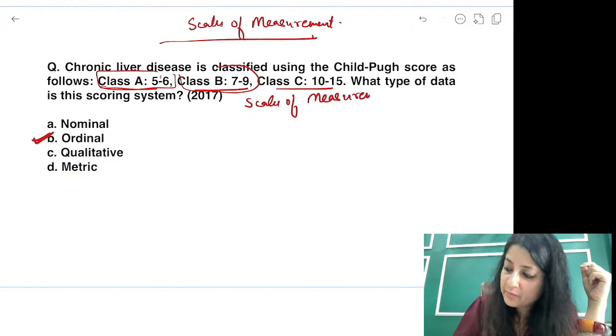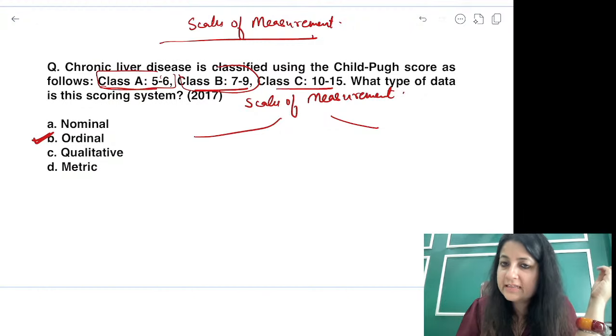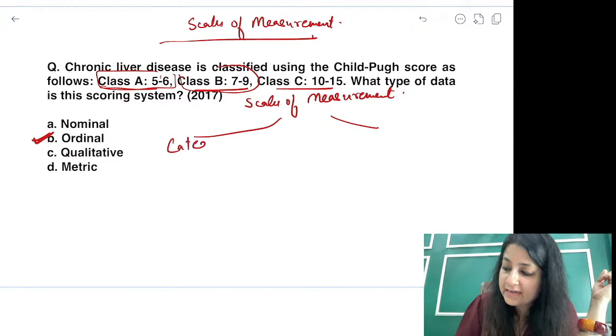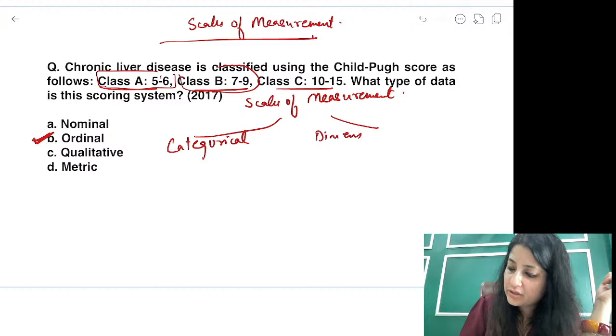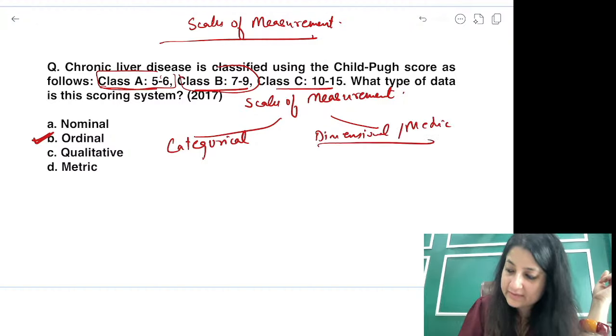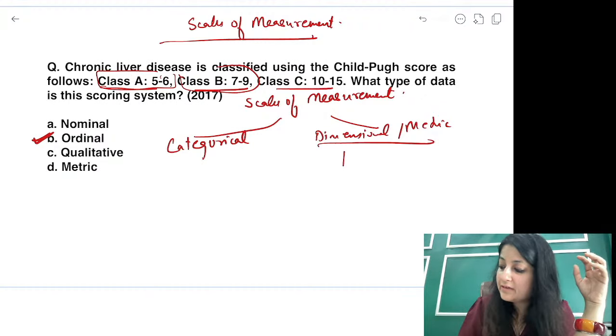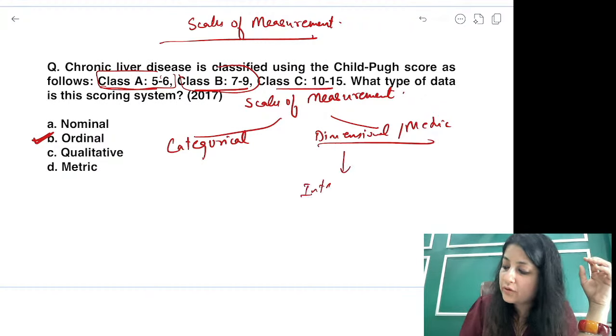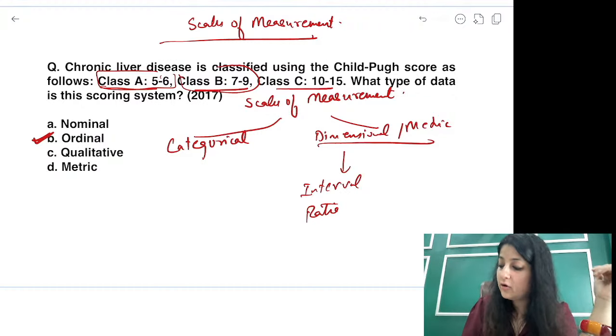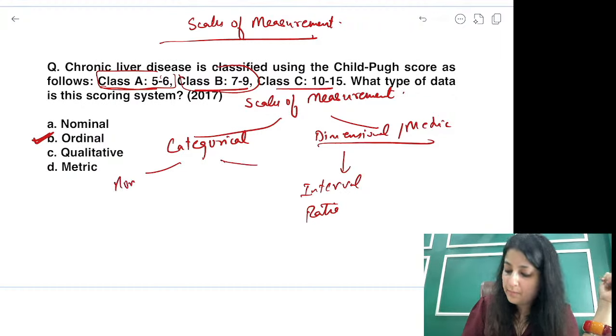Scales of measurement. When you talk about this, it's of two types. One is categorical scale and the other one is dimensional or metric scale. Remember, dimensional or metric scale is of two types: interval, ratio. Categorical is of two types: nominal, ordinal.